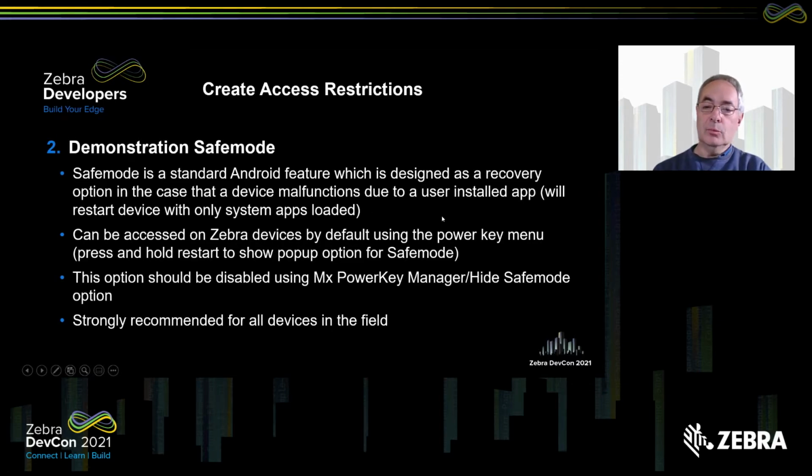The problem is that it also allows you to change settings of the device, which you don't really want to happen when the device is in the field. And it's very easy to access. You just access it through the power key menu. And so what we're recommending is that safe mode is disabled on devices in the field. And we can do that through MX Power Key Manager with the hide safe mode option.